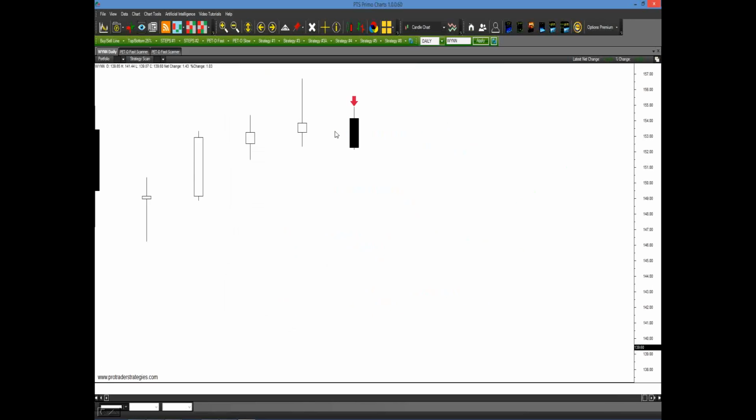How about WYNN, W-Y-N-N. Okay, this is strategy number 4, sell signal. Now, we're not going to focus so much on the strategy or the rules or what constitutes a sell signal. We're only interested in the entry. Because remember, this can be applied to any strategy or any technique we have.